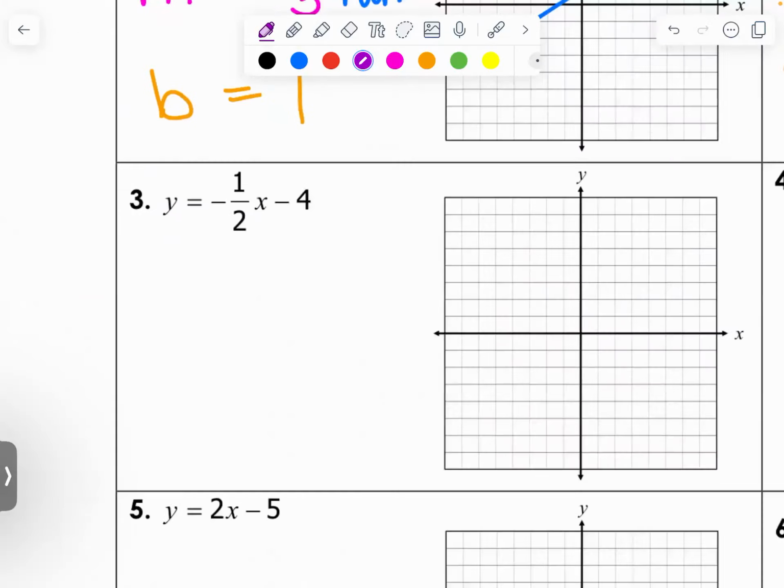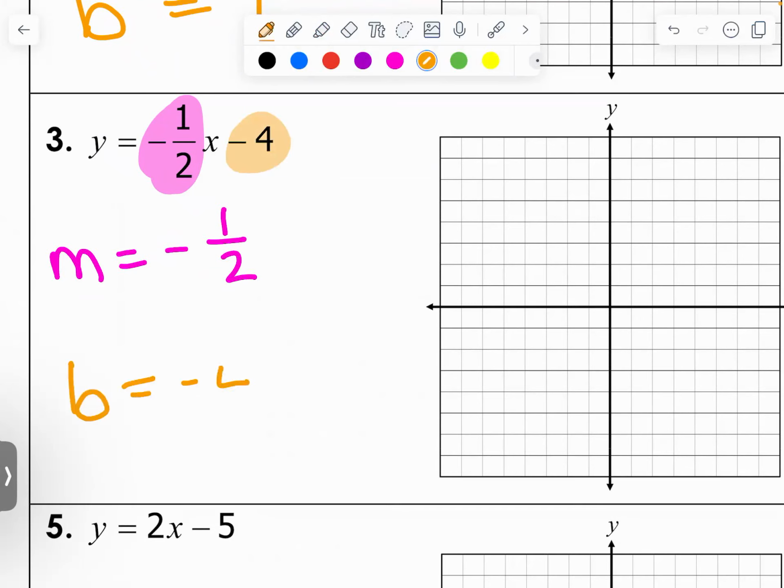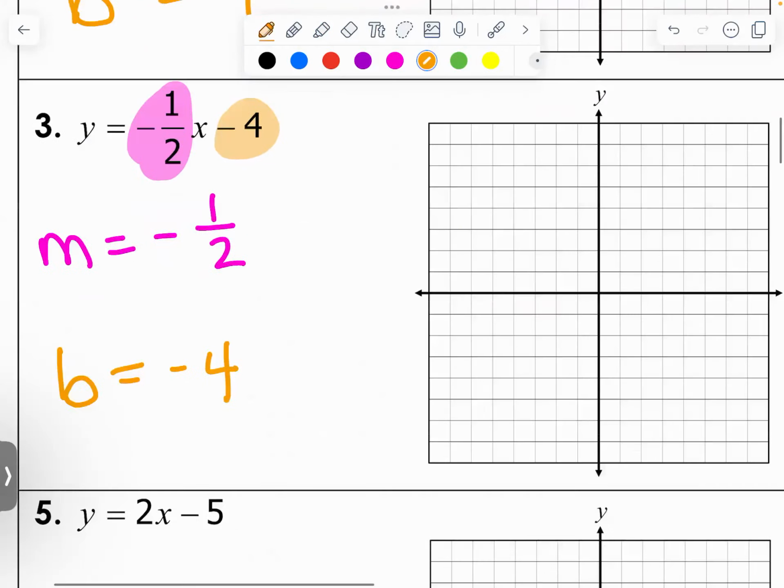All right, let's look at number 3. What is different about number 3? Ooh, our slope is negative. So let's identify that our slope, that number in front of x, is negative 1/2. And our y-intercept, B, where we begin, is negative 4. So we are going to start on the y-axis at negative 4.